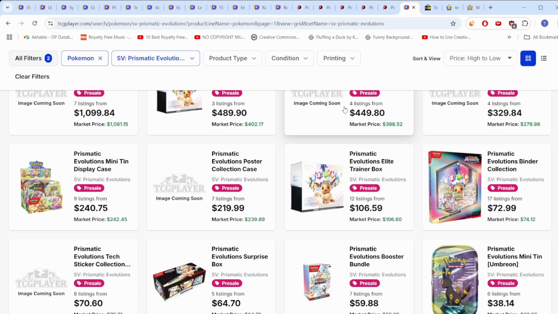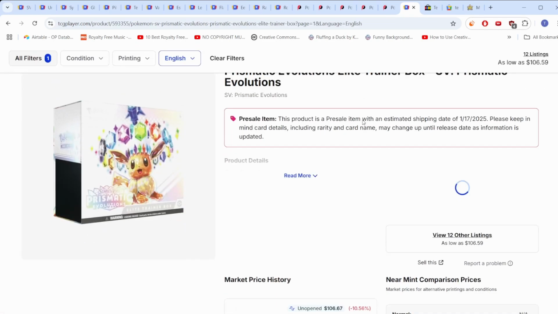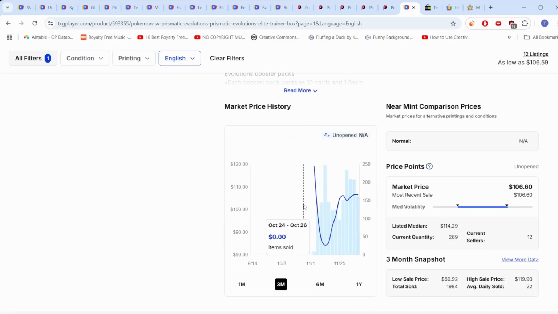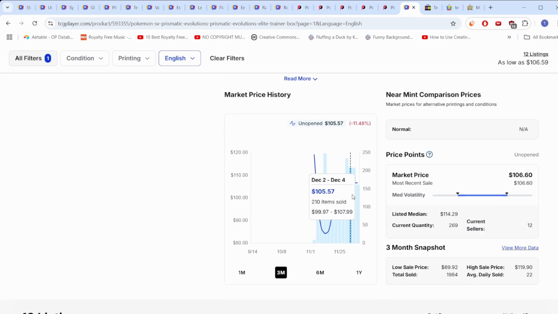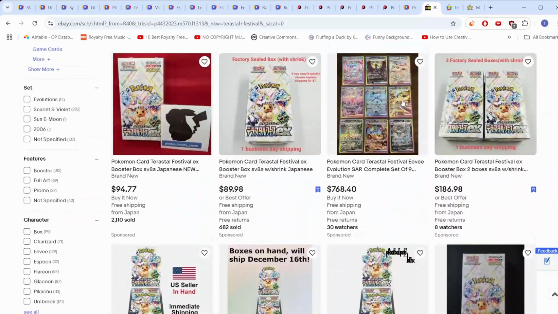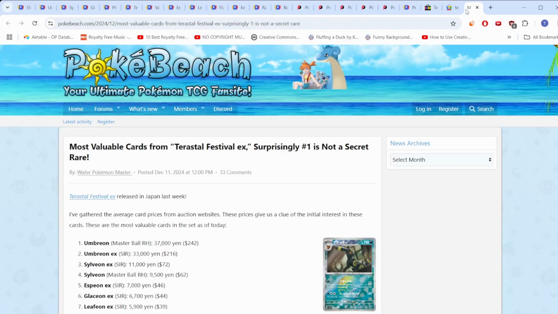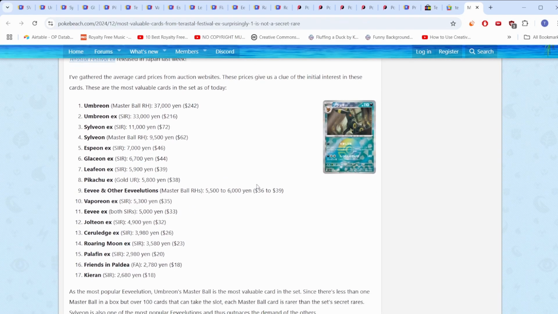Prices have been kind of stagnant. I feel like the ETB is like 100, which is really high, but you see a stagnancy. Like there's this over here. I think it'll eventually rise up. And as far as pricing goes, there are some sites that will give you estimated values. Like this Poke Beach article had one.